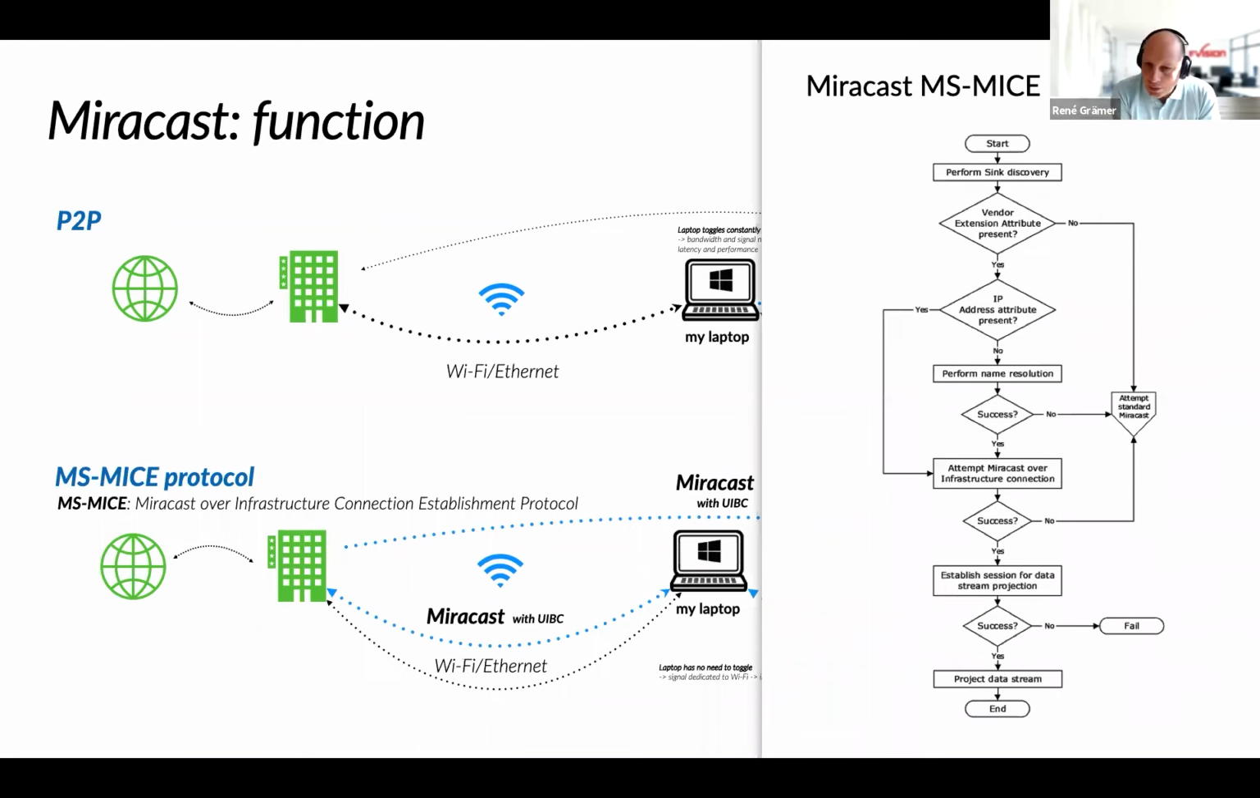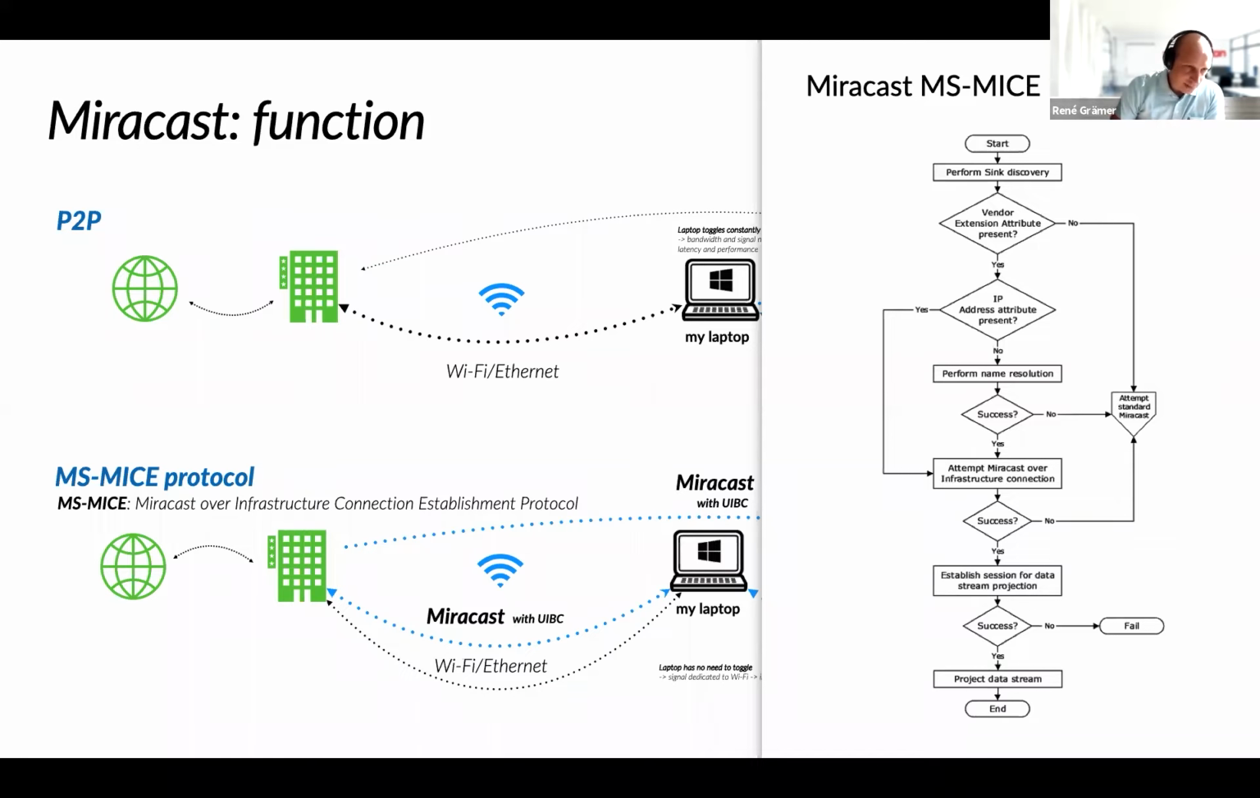Okay. Also, what's interesting, Miracast MS-MICE does have a fallback to the peer-to-peer procedure. For a certain kind of reasons, like network connection not fast enough, ping took too long, whatever, there is actually no transparency on why peer-to-peer or MS-MICE is being chosen by your laptop. But if the MS-MICE connection does not work, there will be a fallback to peer-to-peer.